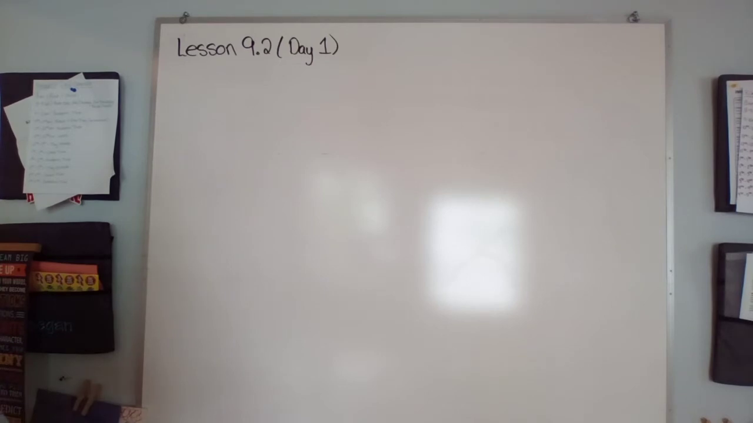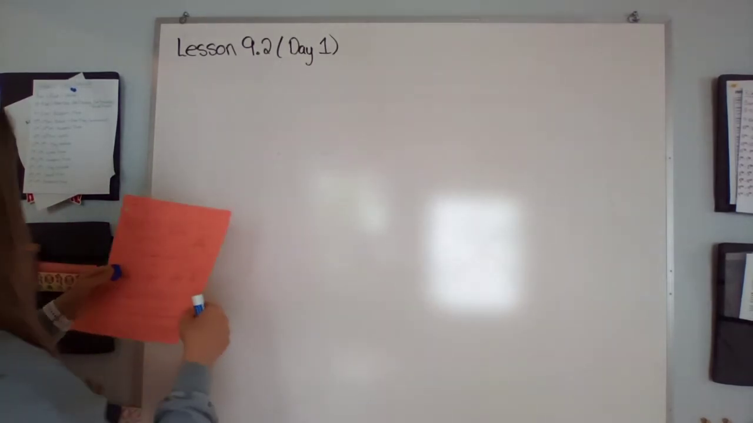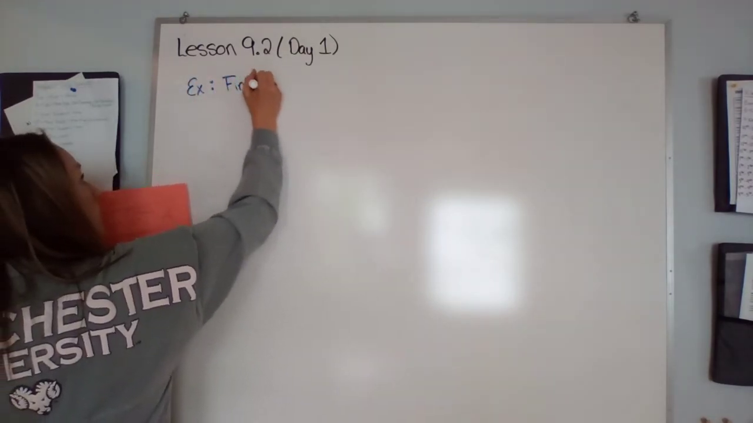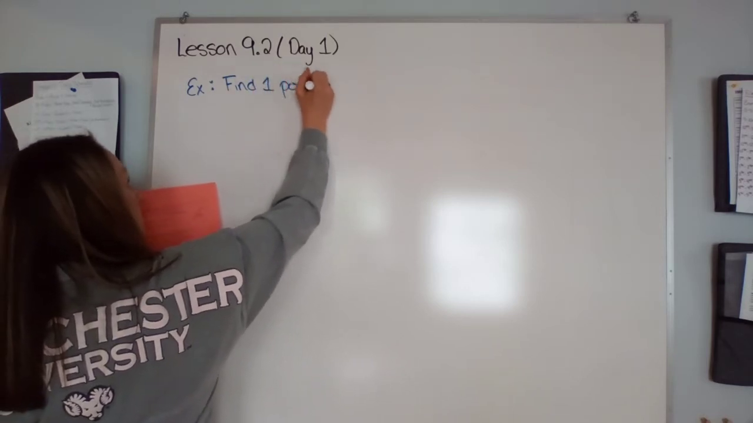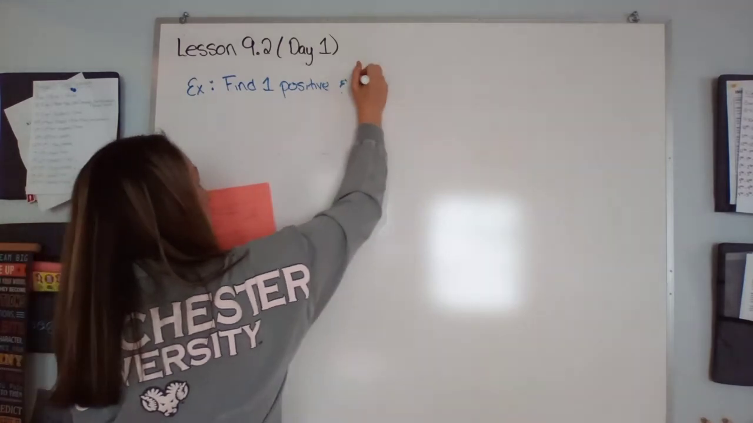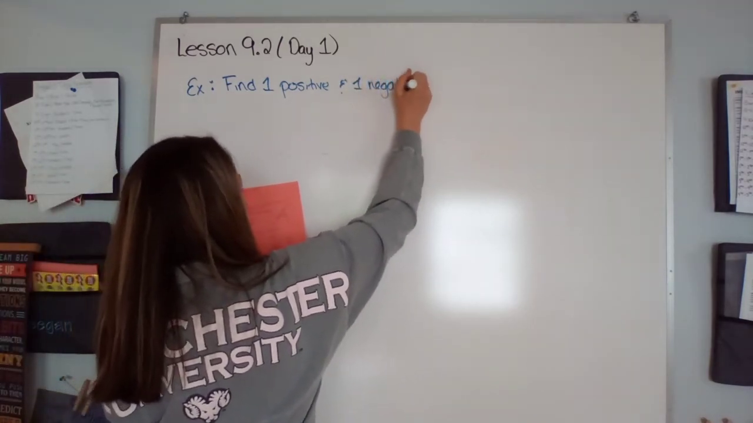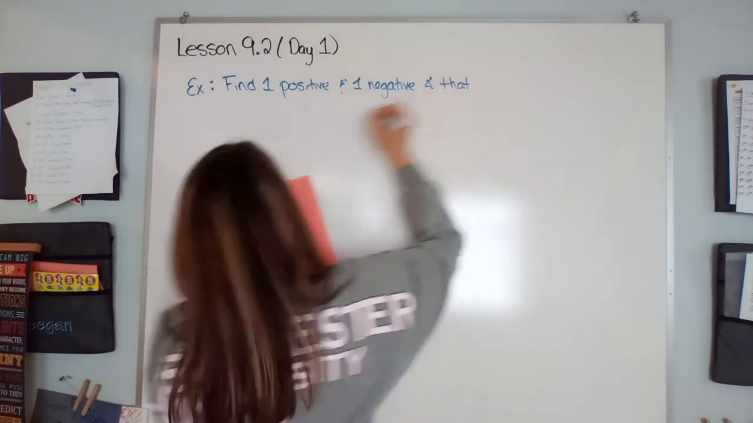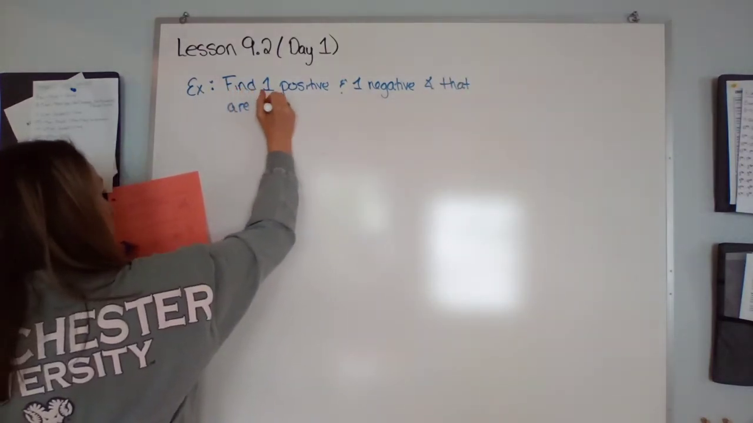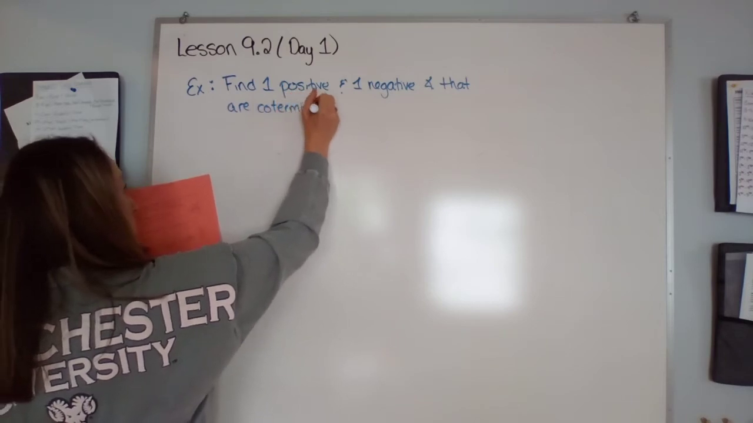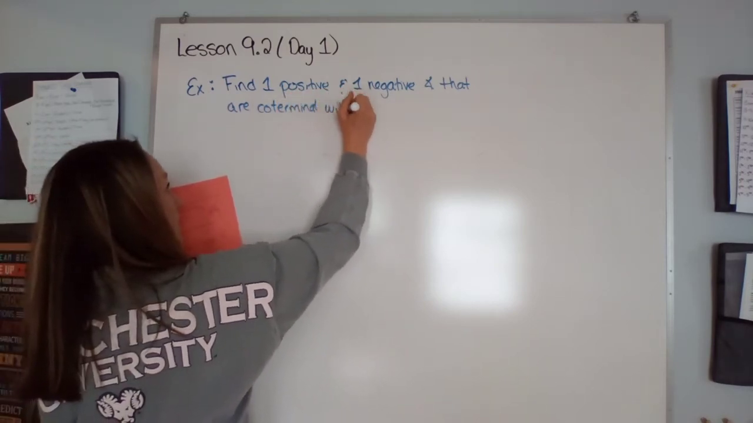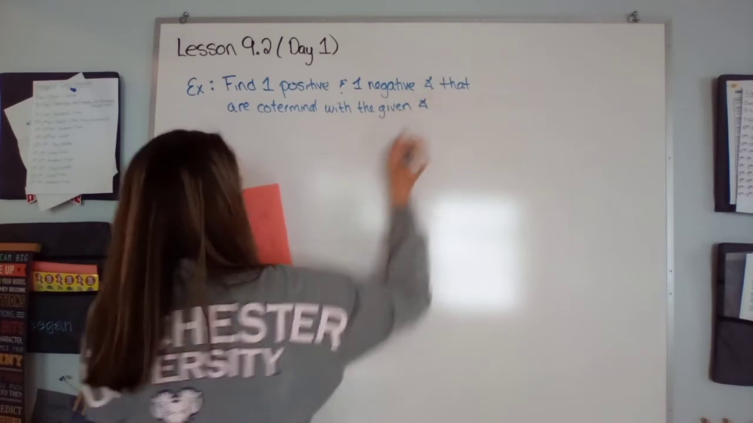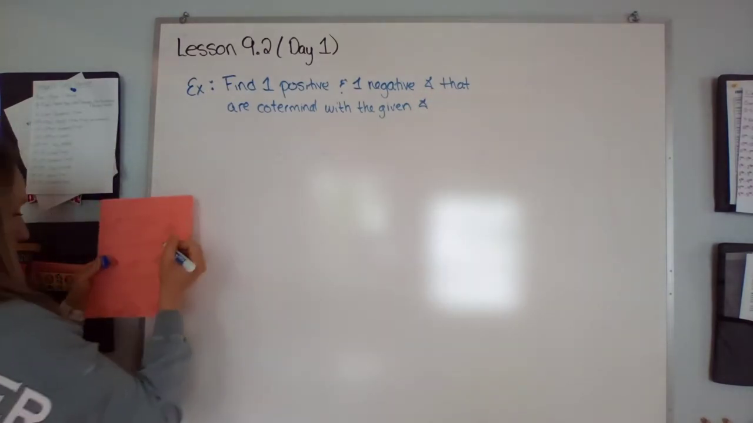Okay, so the next example says find one positive and one negative angle that are coterminal with the given angle. Okay. All right, so I'm going to give you two different ones.